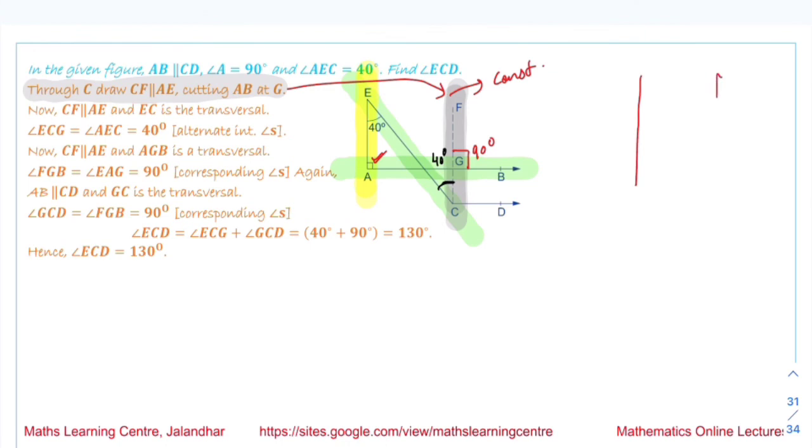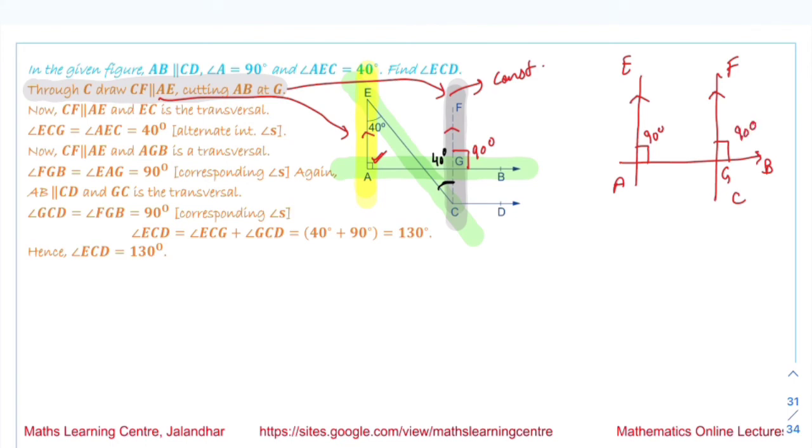We are talking about these two lines over here. This is the line AE and this is the line we are talking about, CF. This is the point G and this is B over here. These two lines we have drawn are parallel lines, this is by our construction. Now if this angle is 90 degrees, this is the corresponding angle, so this angle is also 90 degrees.